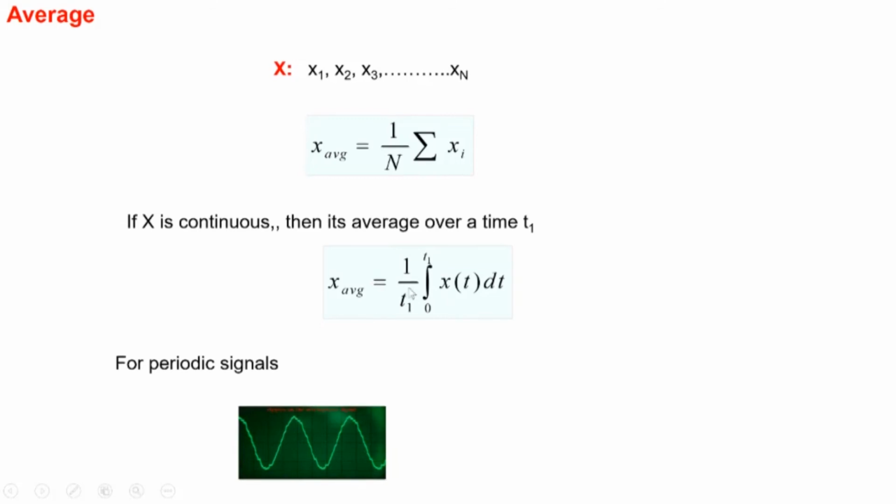And for periodic signals, it makes sense that you take t1 as the time period, because that will give you the average over a time period, which is nothing but the average over multiple cycles also. So for a periodic signal, if you want to know the average of a certain quantity, take 1 over T, the integral over one time period, 0 to T, of x(t) dt, and that will give it to you.